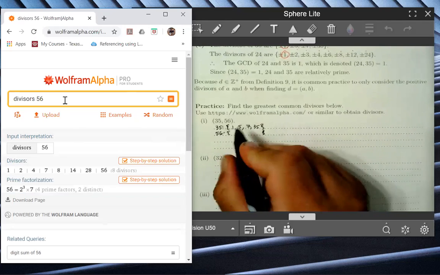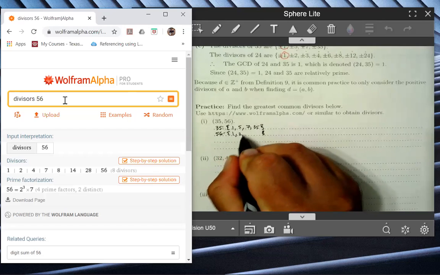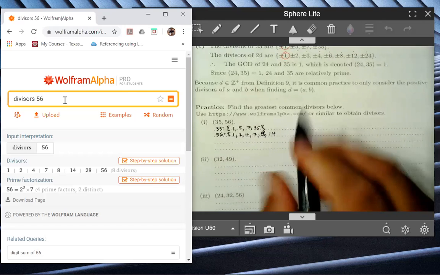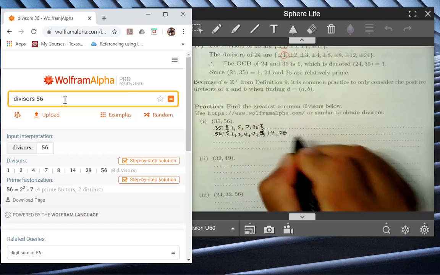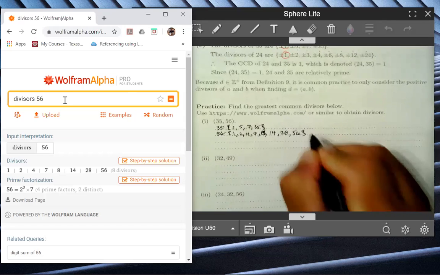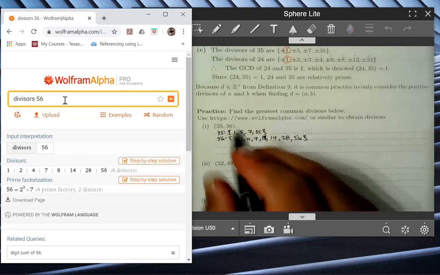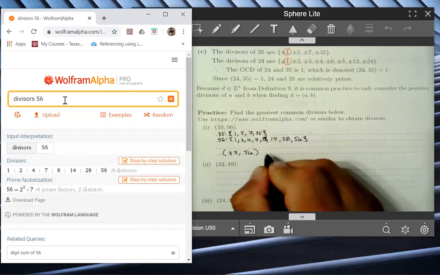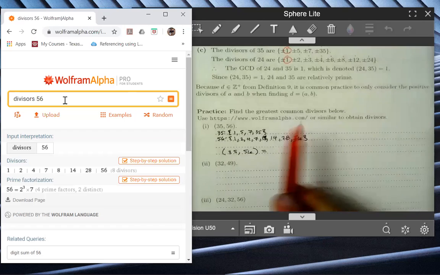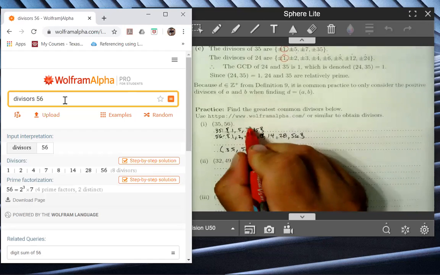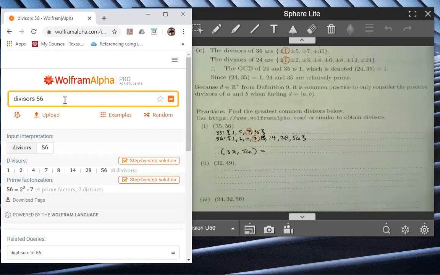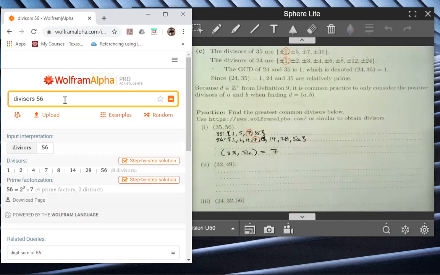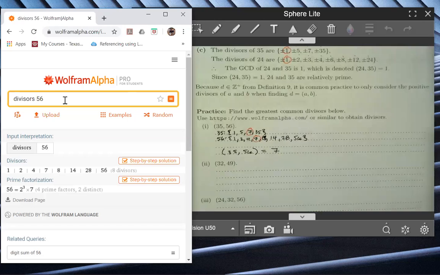Okay. And so we see those divisors are 1, 2, 4, 7, 8, 14, 28, and 56. So what does that tell us? That tells us that the greatest common divisor of the two is going to be the greatest number that's in common with both of them. And it appears to be, when we look at this, 7. So we would say that the greatest common divisor is 7.